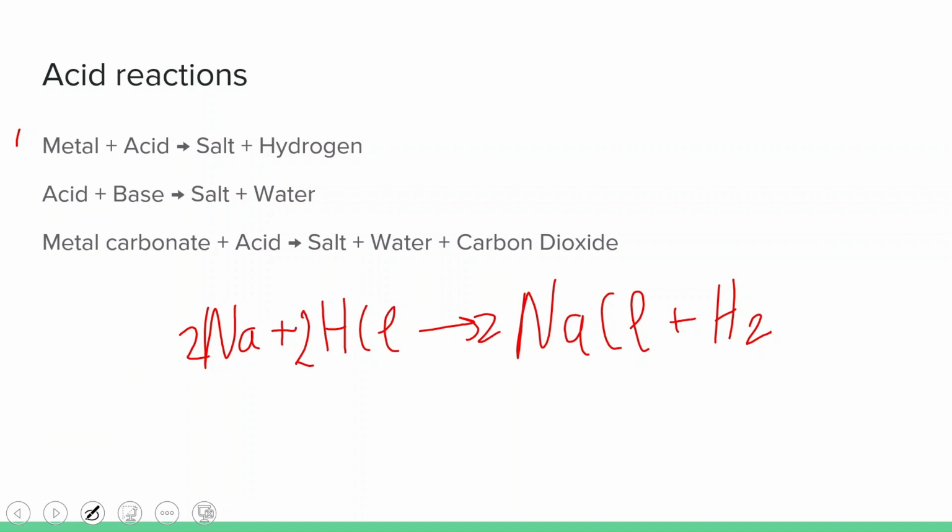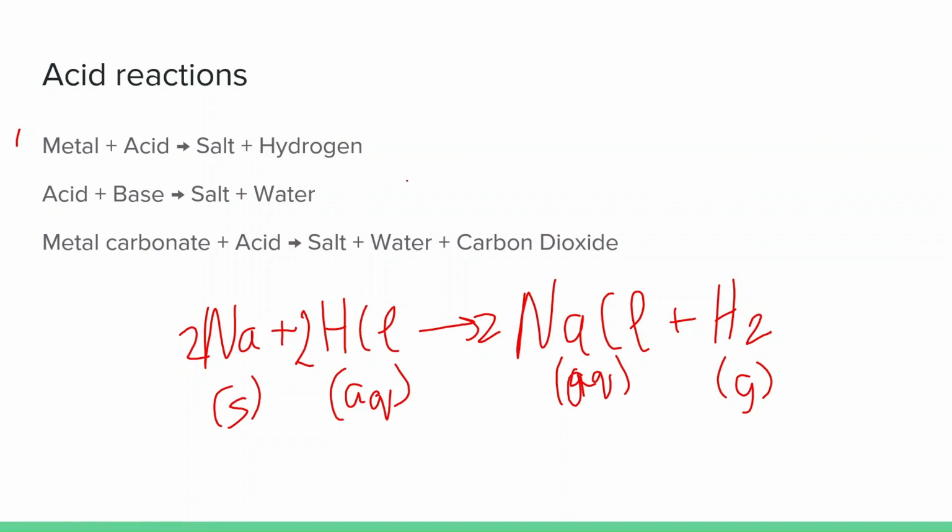Now, acid and base, that is a neutralization reaction. One thing is that acid reactions are all exothermic. So when you have an acid and metal reacting together, hydrogen is released and salt is formed. This is a soluble salt, so it's going to be aqueous. This is going to be solid, and this is going to be gas. But basically, it's going to be an exothermic reaction, all of them. Acid reactions are always exothermic, all of these at least.